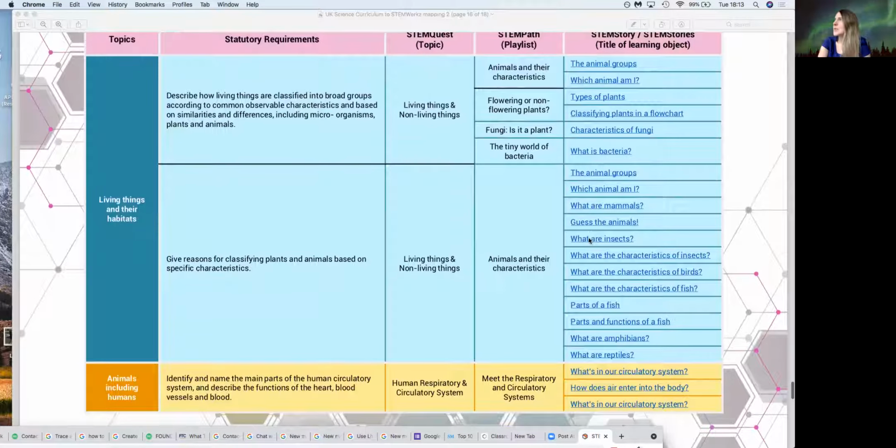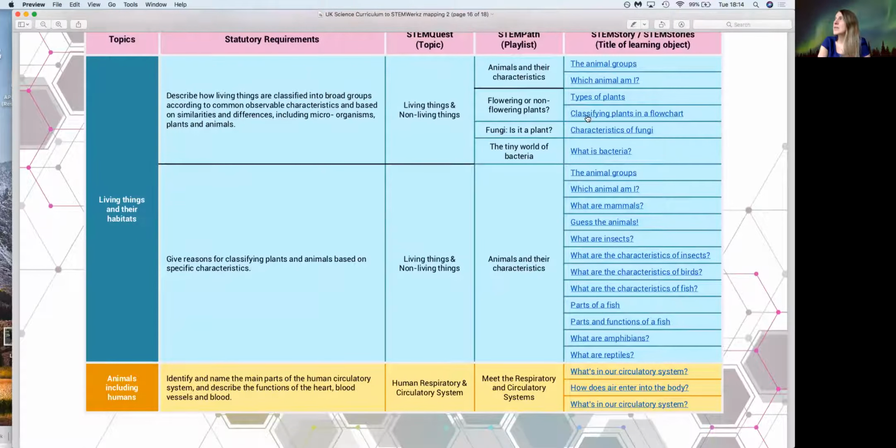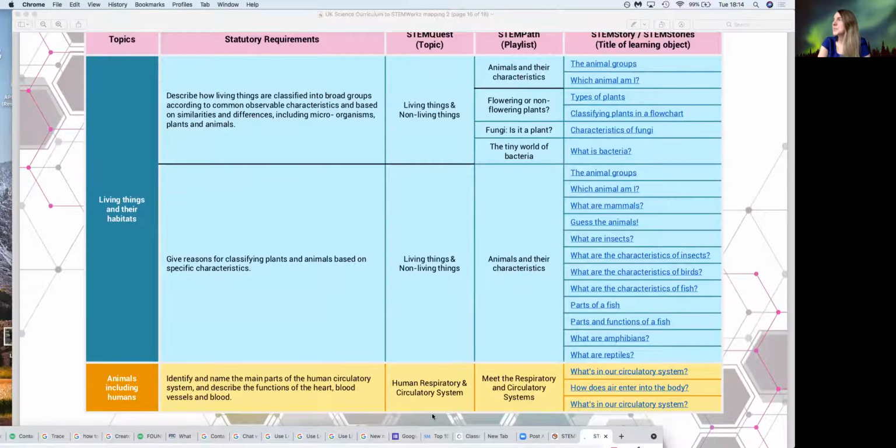So for example, if we go here, then it's obviously a little bit more complicated, more complex: living things in their habitats. Here we go into describing how living things are classified into broad groups according to common observable characteristics and based on similarities and differences, including microorganisms, plants, and animals. So of course, that's going into a little bit more detail.